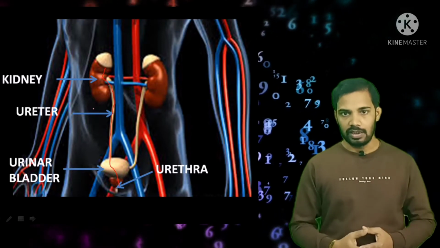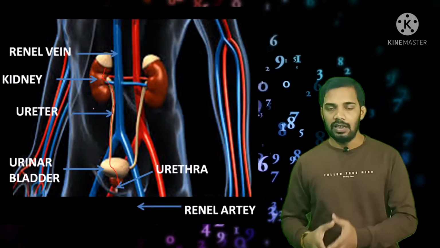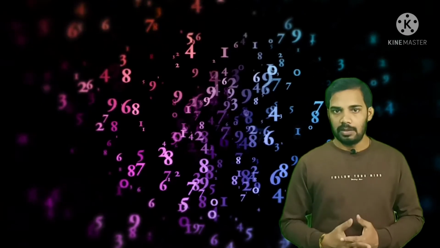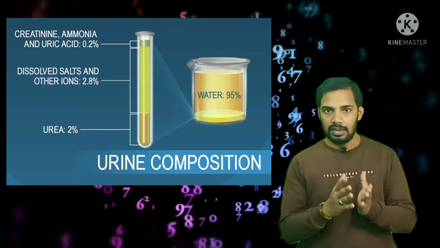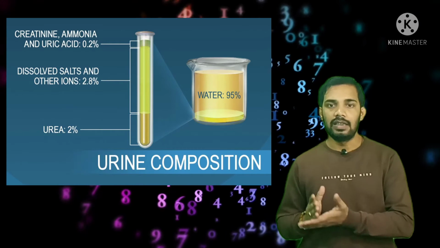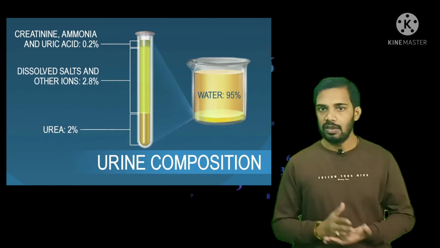Now this urine contains water and waste material. Now what waste materials are present? The waste materials are urea, uric acid and ammonia. These are the waste materials that are present.